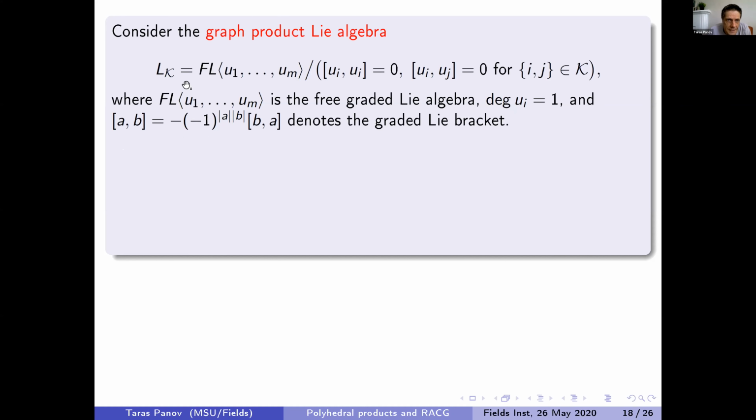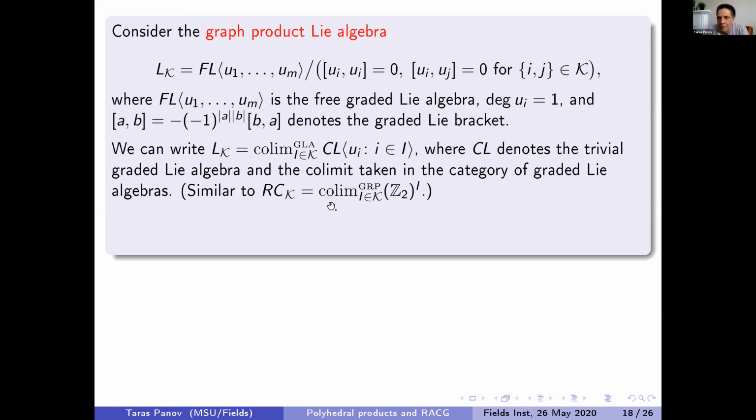So we denote this by L_k. It's very similar to right-angled Coxeter groups, but you do it in the category of Lie algebras, graded Lie algebras. Then you can do the very same business. Simple exercise: you can write it as a colimit of graded Lie algebras, where the things you take the colimit of are just trivial, commutative Lie algebras. But the whole thing will become non-commutative because of the colimit. This is similar to writing down the right-angled Coxeter group as a colimit of Z_2 to the power I.